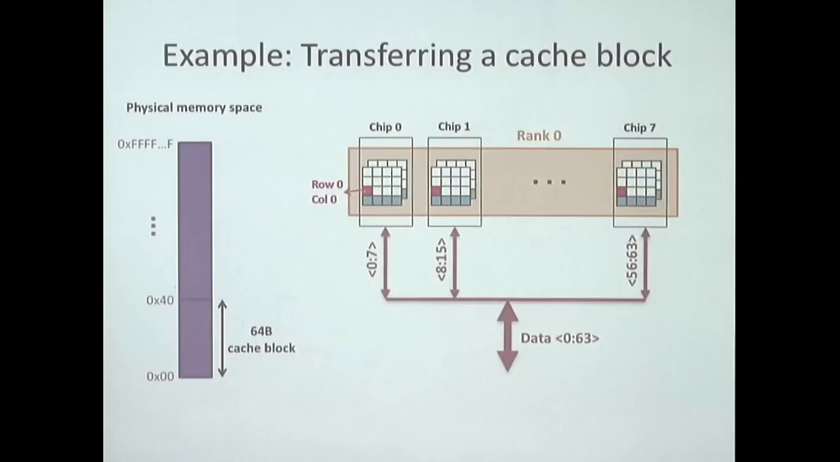So the first 64 bits comes from this location. Remember, a rank gives you 64 bits, so the cache block actually gets mapped to all of these different ranks. The next 64 bits in the cache block comes from the next part. The next 64 bits comes from the next part, and the next 64 bits comes from the next part, until you have all the 64 bytes, right?